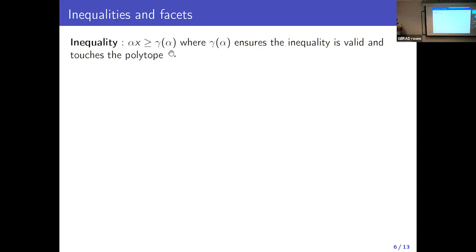And what is gamma alpha? It is just the best right-hand side, I would say. If you take a right-hand side that is too high, then you're cutting too many vertices and the inequality is not valid for the polytope that you consider. If you take it too low, then the inequality is shifted too far and it's not even touching the polyhedron, so it doesn't have any chance of being a facet. So we just consider inequalities that are actually valid and touching the polyhedron, and there is only one right-hand side for that.